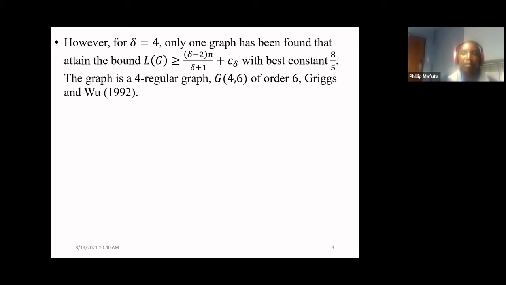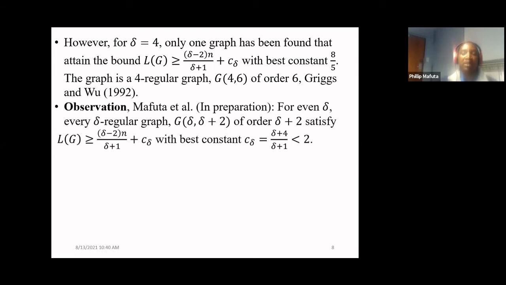So they came up with the graph, four regular graph of order 6. So this 4 means 4 regular, this 6 means the order of the graph. And they mentioned that there are no other graph which they found to show that the bound is sharp. So yes, just an observation that we made in the paper in preparation.